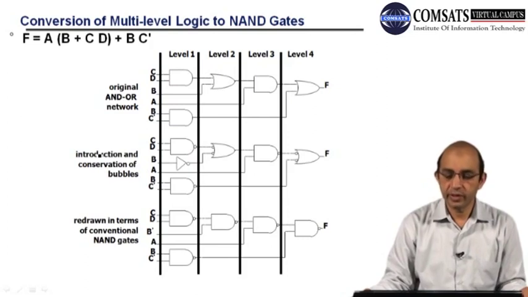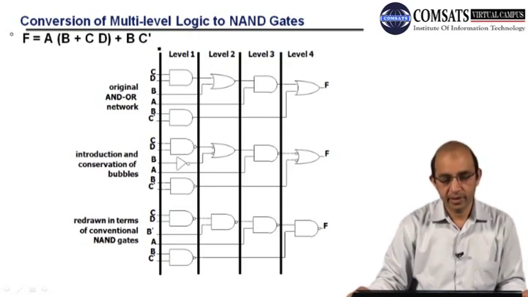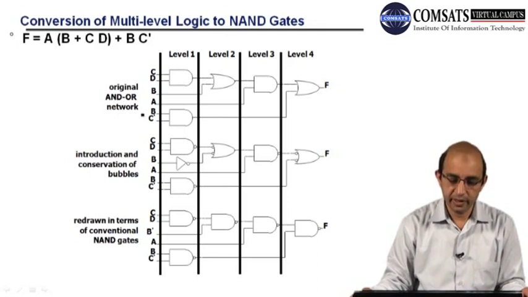Now let's move to the multiple levels. If we have to convert into a multi-level NAND logic, here we have first level, I declared this second level, third level, and fourth level, right? This is the original network, represented as an AND/OR network. So here we have AND gate, OR gate, right? AND gate and then OR gate.